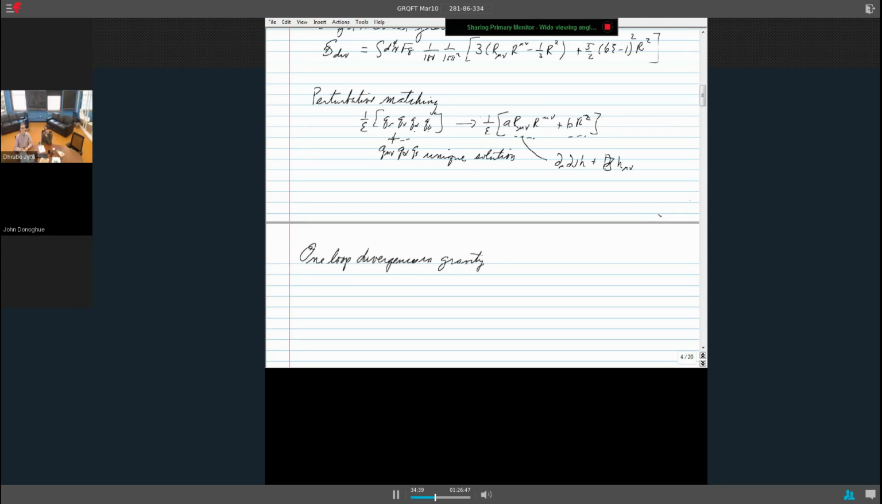So, gravity, one loop divergences in gravity. John, can you actually say one more word about what exactly you did in the perturbative matching?